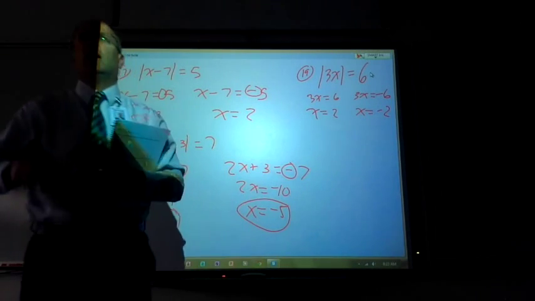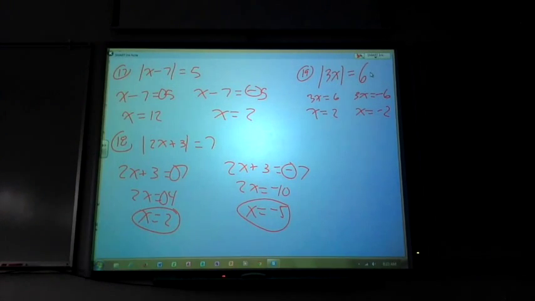3 times 2 is 6. What's the absolute value of 6? 6. Good. Is 6 equal to 6? Yeah. Okay. 3 times negative 2 is negative 6. What's the absolute value of negative 6? 6. Is 6 equal to 6? They both work.